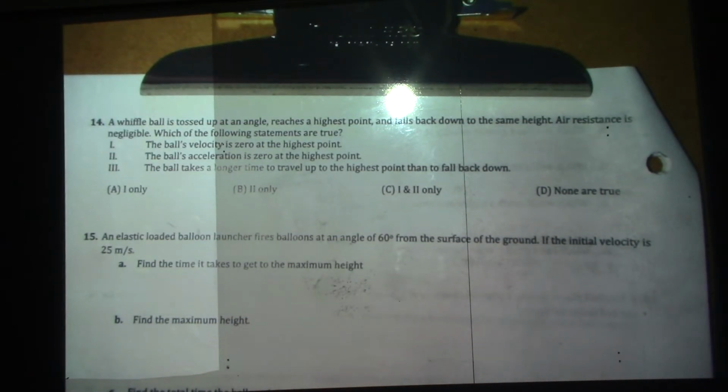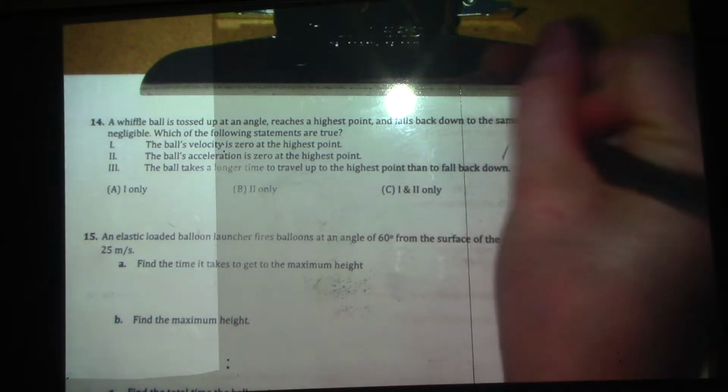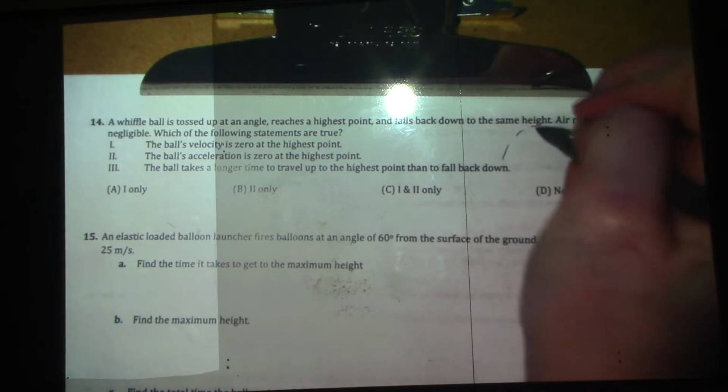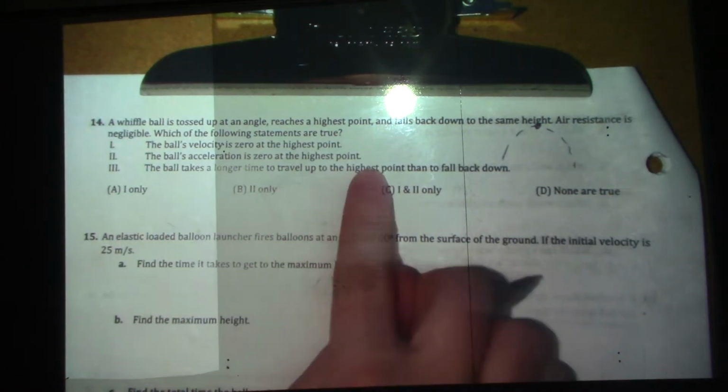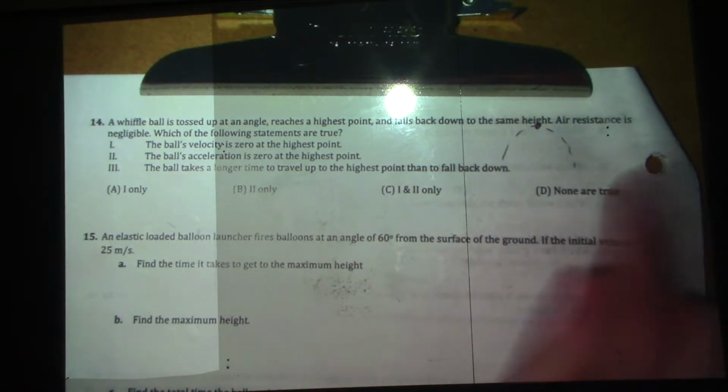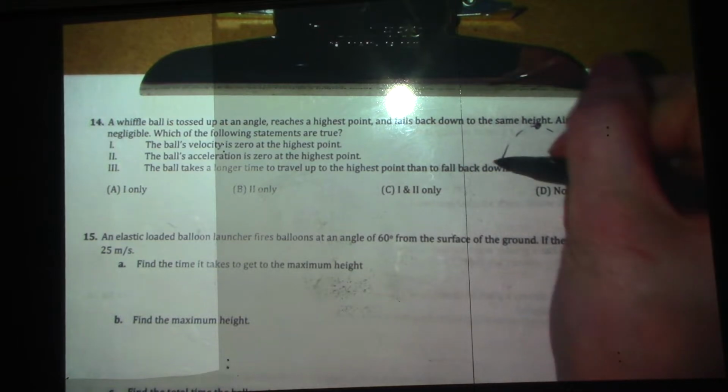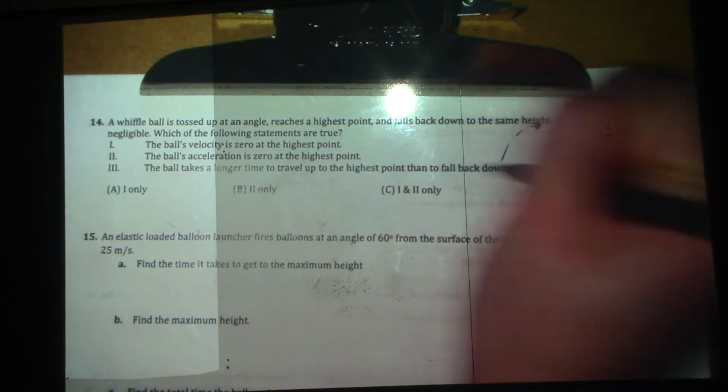We've got a wiffle ball tossed up at an angle, reaches the highest point, and falls back down to the same height. Air resistance is negligible, which is true. So talking about at the highest point, the velocity is 0 at the highest point. The acceleration is 0, and it takes a longer time to travel up than to fall back down. Well, we know t up and t down are the same, that's why we just double it to get t total, so that's not true.